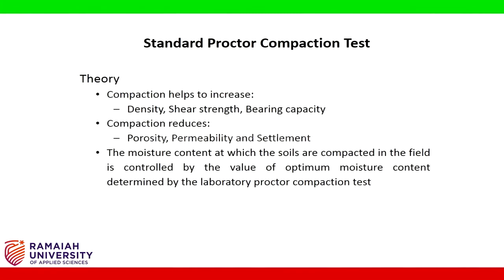Compaction reduces porosity, permeability, and settlement. The moisture content at which the soils are compacted in the field is controlled by the value of optimum moisture content determined by the laboratory Proctor compaction test.